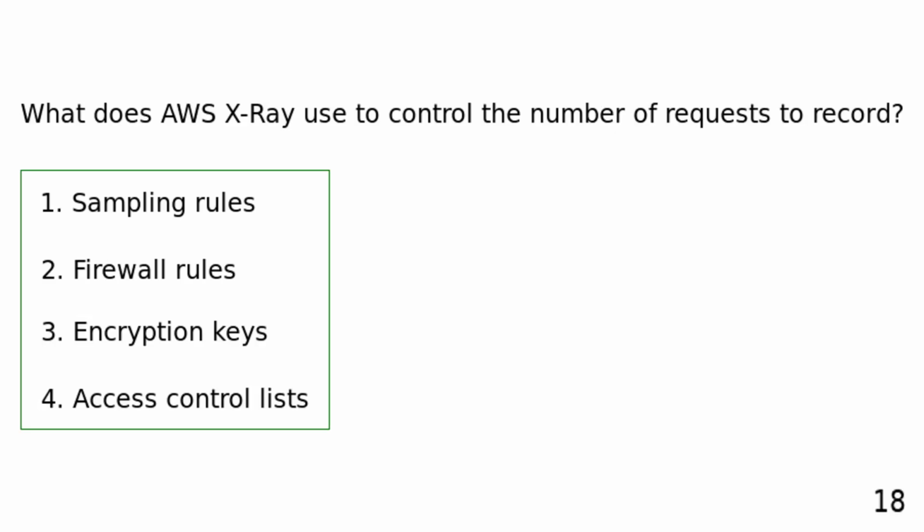What does AWS X-Ray use to control the number of requests to record? Sampling rules. Firewall rules. Encryption keys. Access control lists.